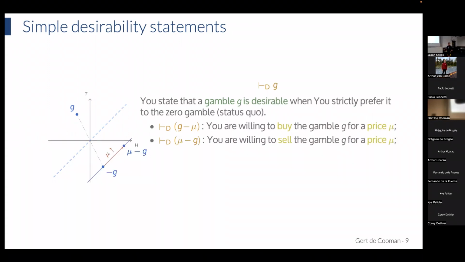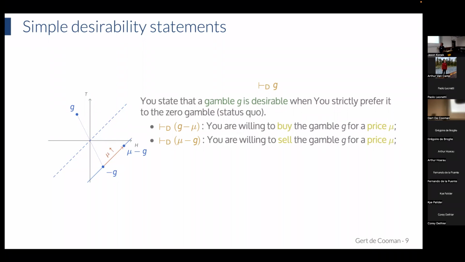Mu minus G, in this case, what happens? So I take minus G, mu minus G is this, so I have minus G here, and then I have the line parallel to this dotted line through this point. And as mu increases, these gambles go towards the more positive ones. So I get in this direction.